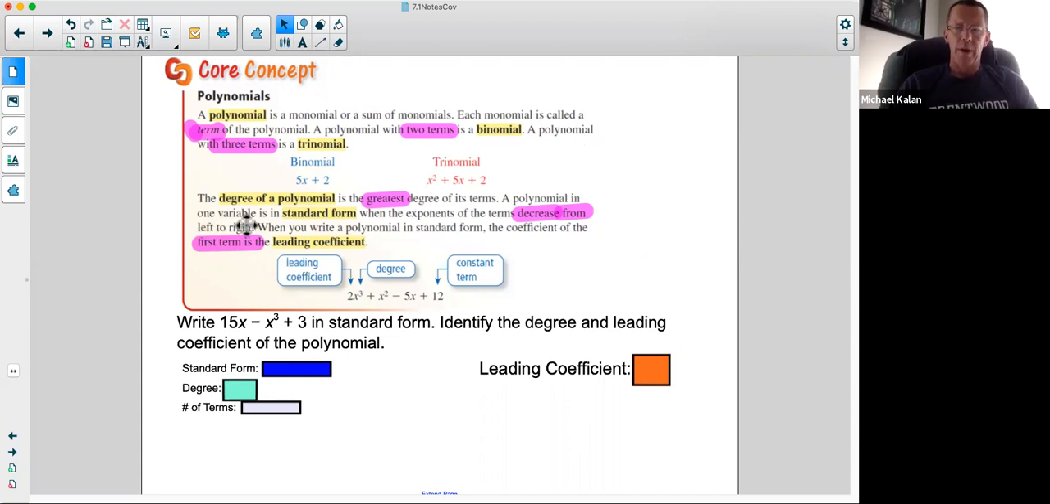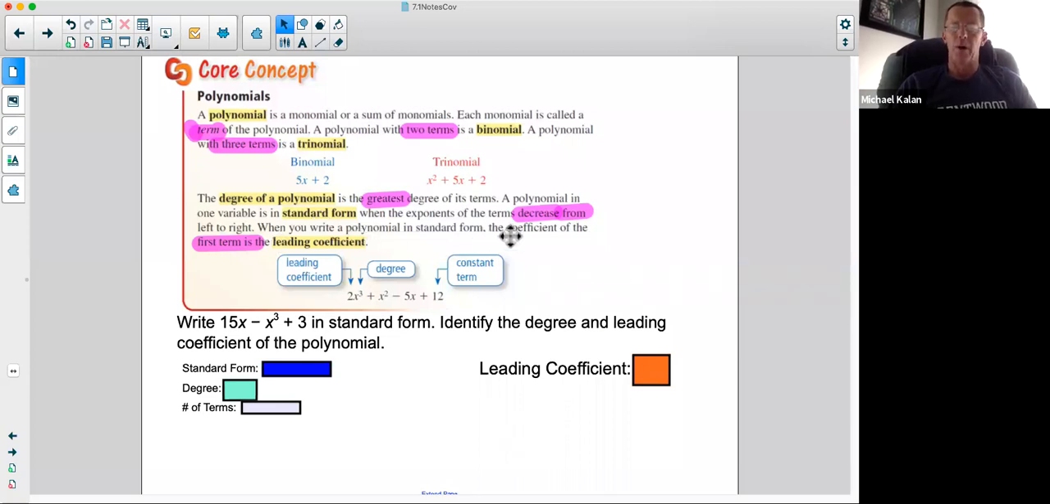A polynomial in one variable is in standard form when the exponents of the terms decrease from left to right. So you can see here, the exponent of this term is 3. This one, it's 2. This one, it's x to the first. This one is x to the 0. So it's decreasing from left to right. So that is what we would call standard form, okay?